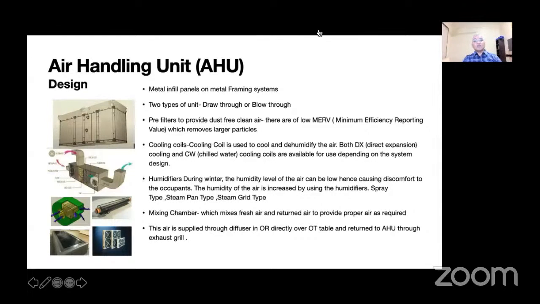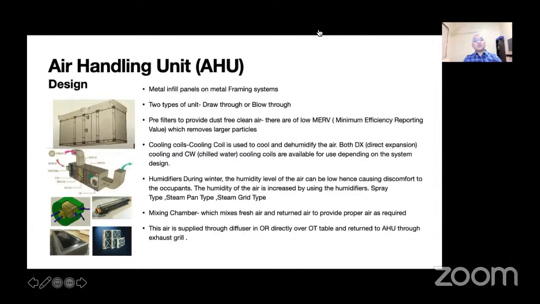There are two types of unit: one is draw through and the second is blow through. There are two filter sections as per the NABH guideline. One is the pre-filter, which provides dust-free clean air. According to the ASHRAE standard, they are reported as MERV standards, minimum efficiency reporting value. And it is okay if it has a low MERV rating, of about 7, so essentially it removes the larger particles.